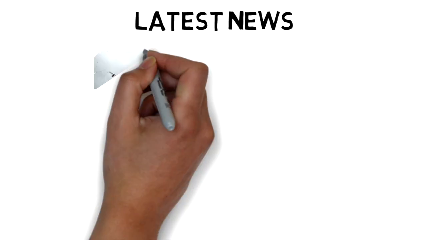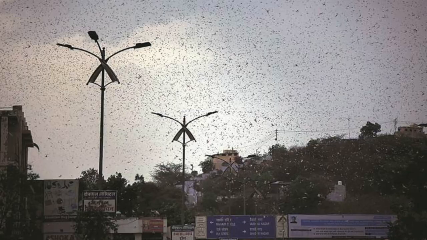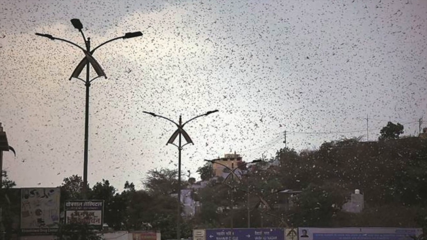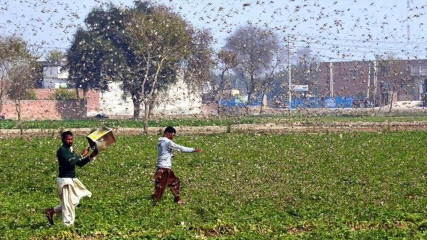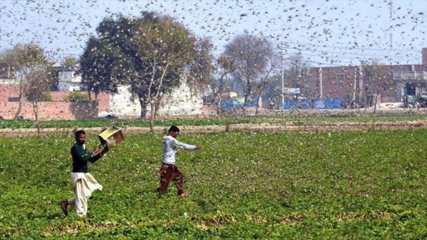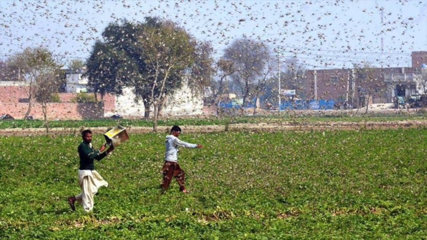Let's talk about the latest news about unsustainability. You must have heard about the locust attack of Australia, Southeast Asia, Pakistan and India. The locusts enter a gregarious phase when dry regions experience rains, which creates a perfect environment for them to grow exponentially.